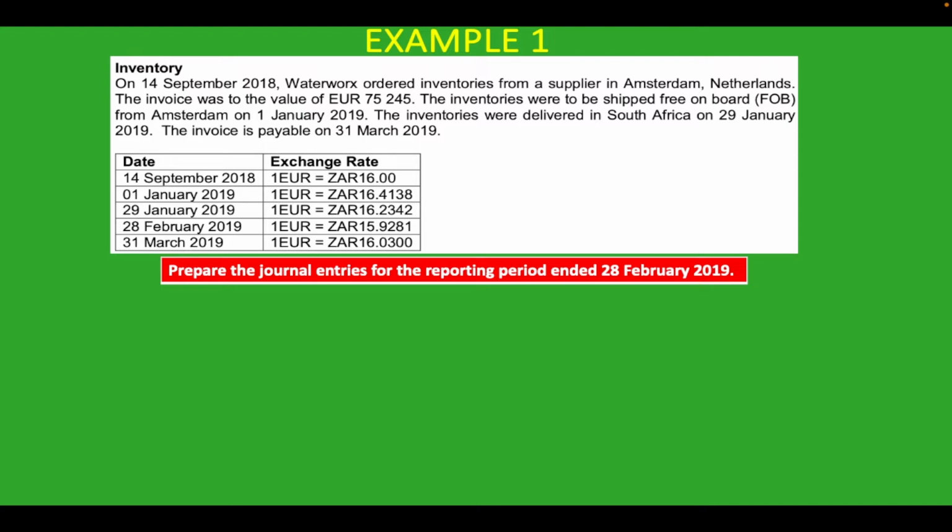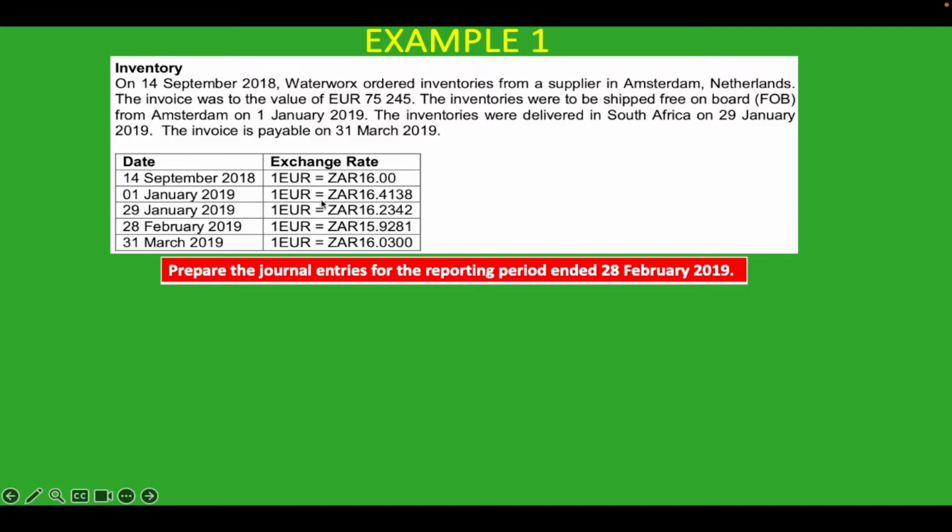Now, where do we begin here? If we are asked to do the journal entries, the first question is, what transactions happened? Because remember, we have to record journal entries when transactions take place. And so even though all the dates that we are given in our paragraph here also appear here with their respective exchange rates or spot rates for that particular date.